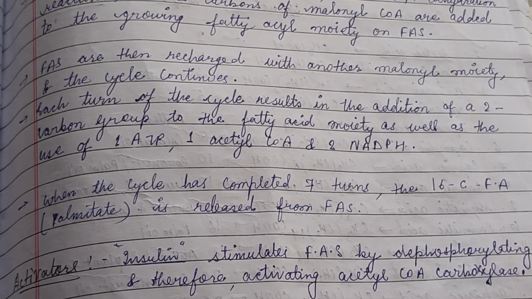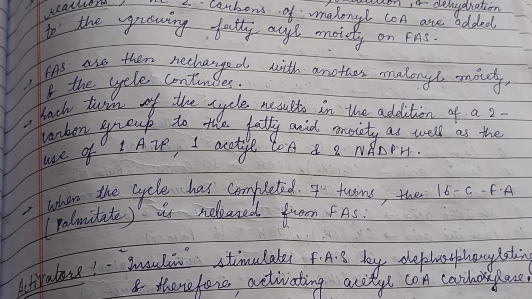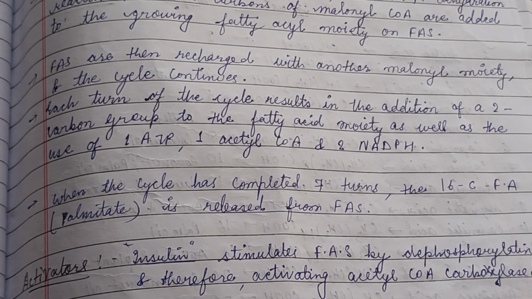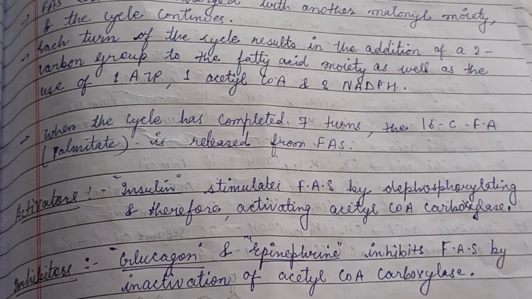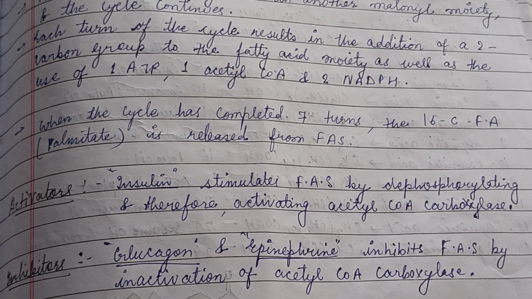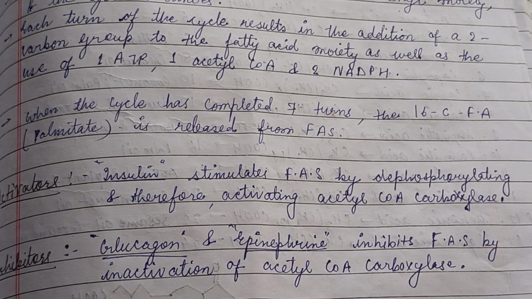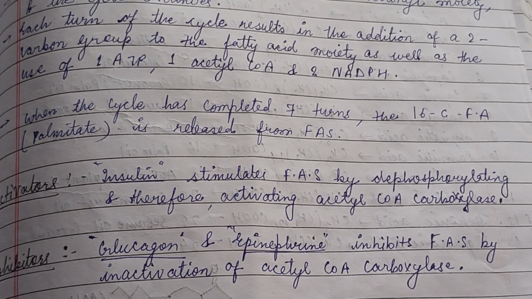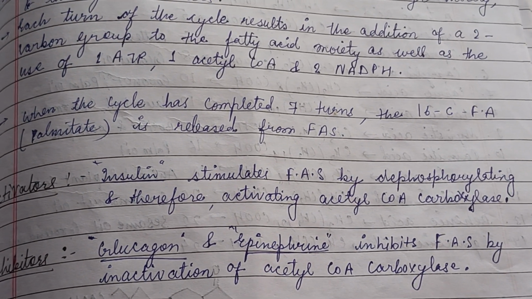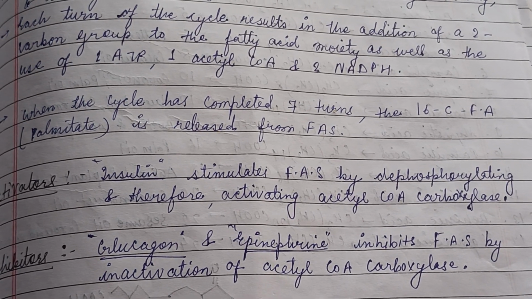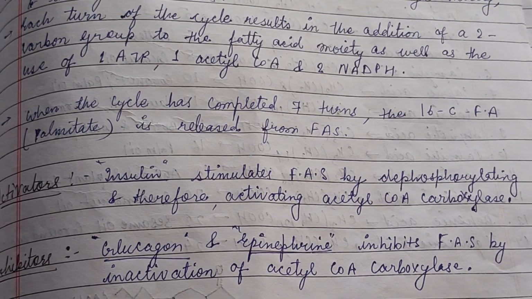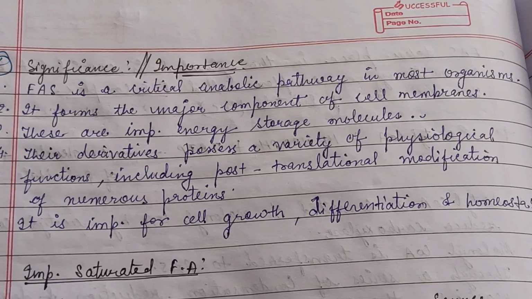When the cycle has completed 7 turns, the 16 carbon fatty acid, that is palmitate, is released from the fatty acid synthase. There are activators and inhibitors which regulate the fatty acid synthesis. Insulin activates fatty acid synthesis, while glucagon and epinephrine inhibit fatty acid synthesis by inactivation of acetyl coenzyme A carboxylase, which takes part in the reaction at first.